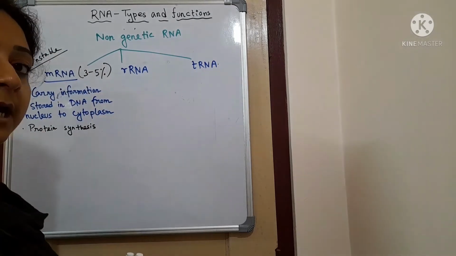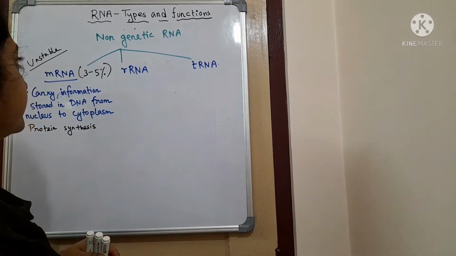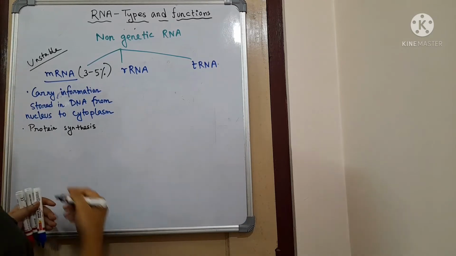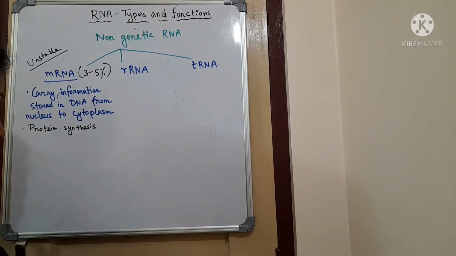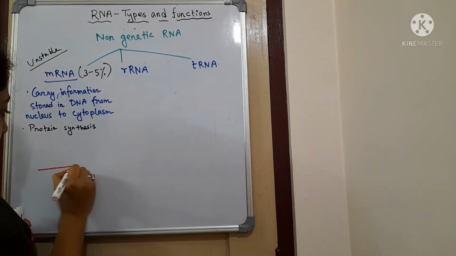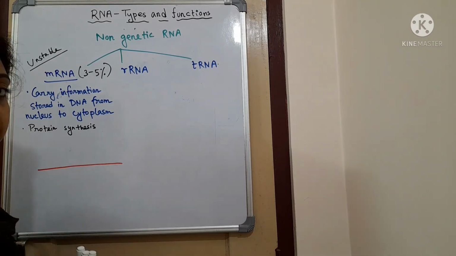What is the reason behind its instability? Because it is a single-stranded molecule. Let me draw a picture of how the mRNA looks. This is a single-stranded molecule like this. This is so simple.